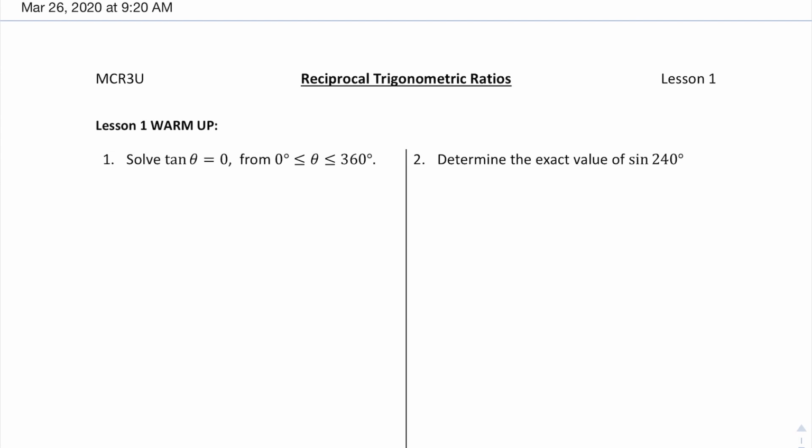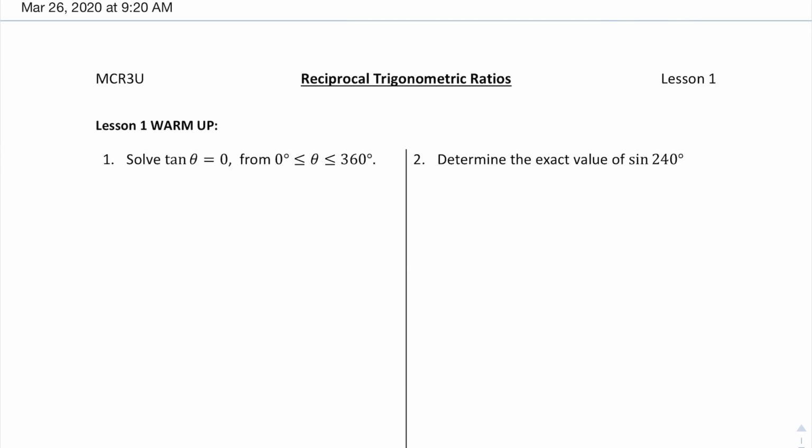Technically the last lesson was just kind of a review. So this is our first real lesson looking at reciprocal trig ratios. But before we do that, let's do a little warm up. You can try this by yourself if you want. Press pause and give it a shot. Otherwise you can watch me go through this.